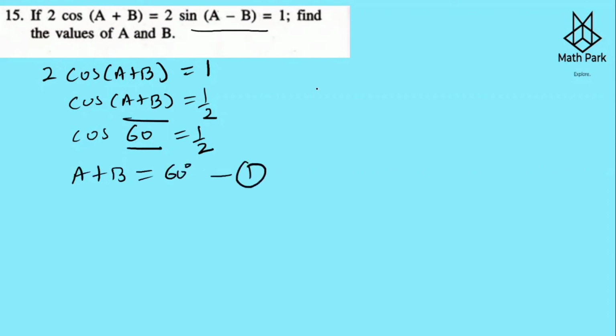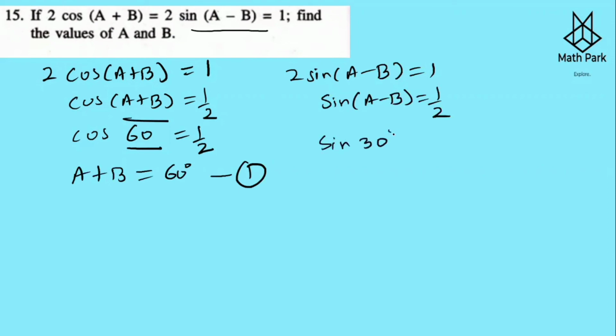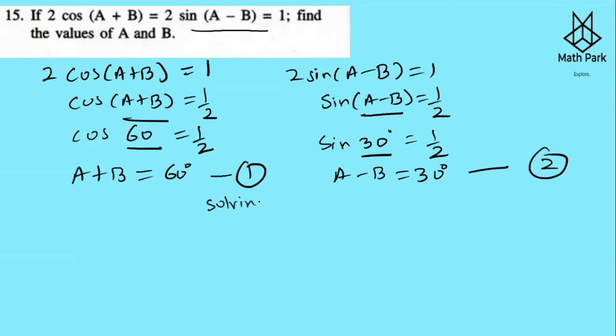Then let us take 2 sin(A − B) = 1. Shifting this 2 here, we get sin(A − B) = 1/2. We know that sin 30° is equal to 1/2. Comparing these two, we get A − B = 30°. Let this be our equation number 2. Now let us solve equations 1 and 2. We have already learned simultaneous equations.